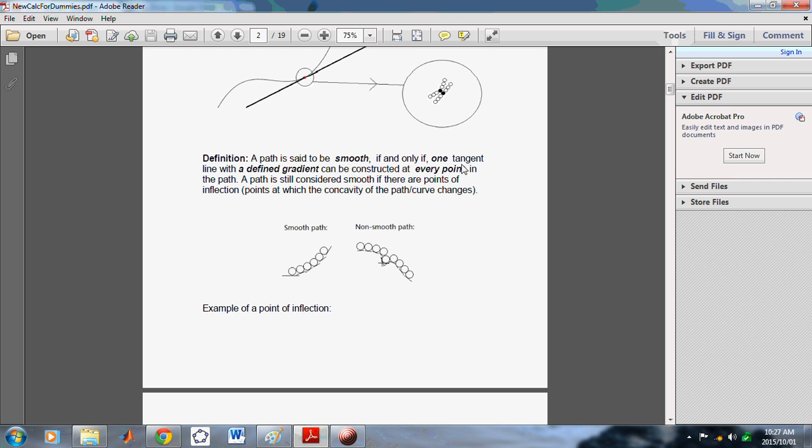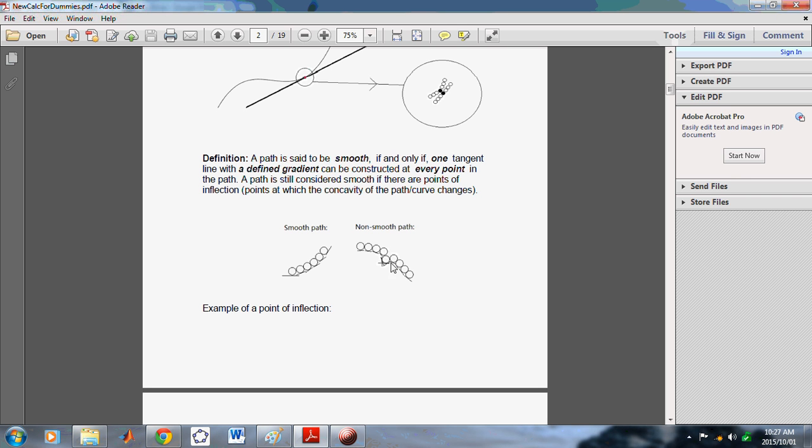A path is said to be smooth if and only if one tangent line with a defined gradient can be constructed at every point in the path. So a path is still considered smooth if there are points of inflection. First of all, here on the left is a smooth path, okay, because we can only construct one tangent at every one of the points.